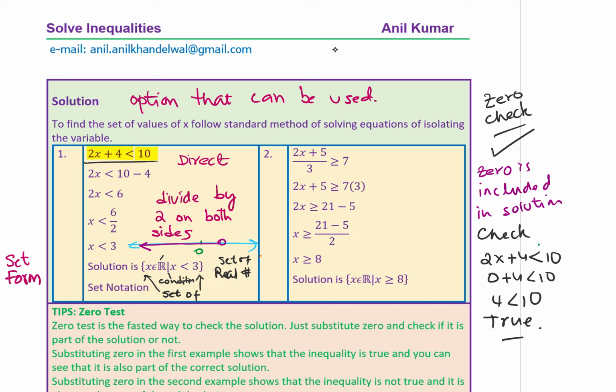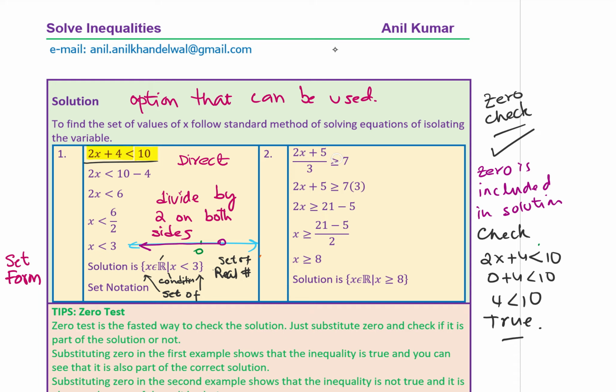That is what we call zero check. Is that clear to you? So, right in the beginning, you could also check it. Just substitute 0. You get 4 is less than 10, and we know 0 is a part of solution. So, therefore, when we are writing the solution, 0 should also come. It should be included. And that is kind of a check. You understand? Such a beautiful thing.